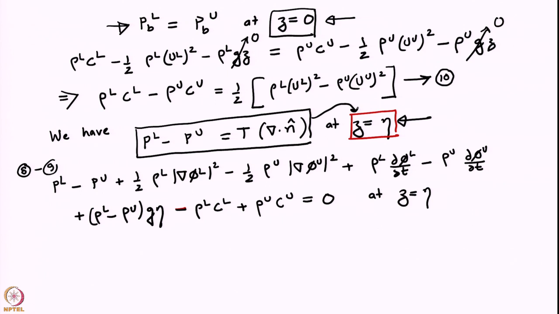Now, we have an equation where the combination P_L minus P_U is at z is equal to eta. So, I can use the boundary condition at the top and replace this term with T times divergence of n, and this is of course applied at z is equal to eta, and the rest of the terms remain the same. So, let me reorganize this.